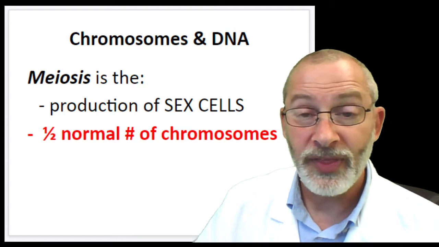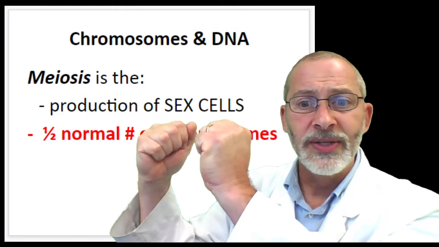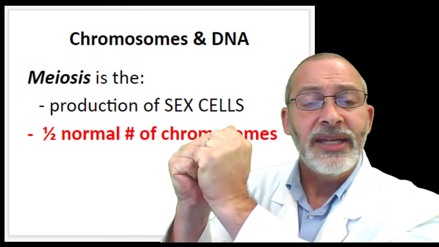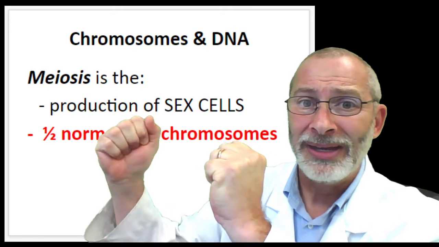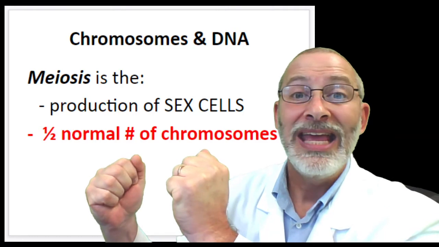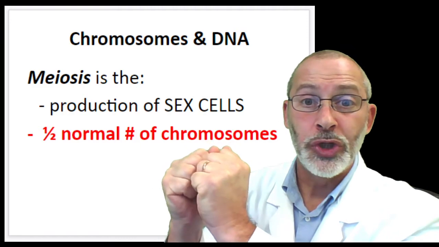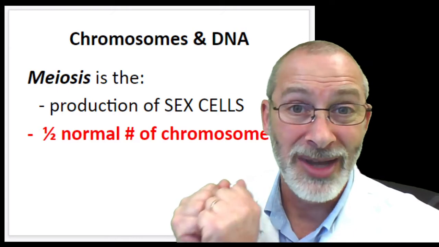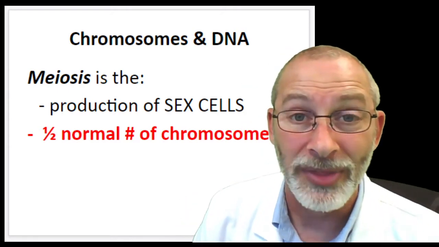Think about it for a moment. We've got organism A and organism B. If organism A and organism B get together and produce offspring, before that can happen, each organism has to divide its chromosomes in half. Otherwise, when their sex cells would join together, the offspring would have 2 times the normal number of chromosomes, and bad things would happen if that were the case.